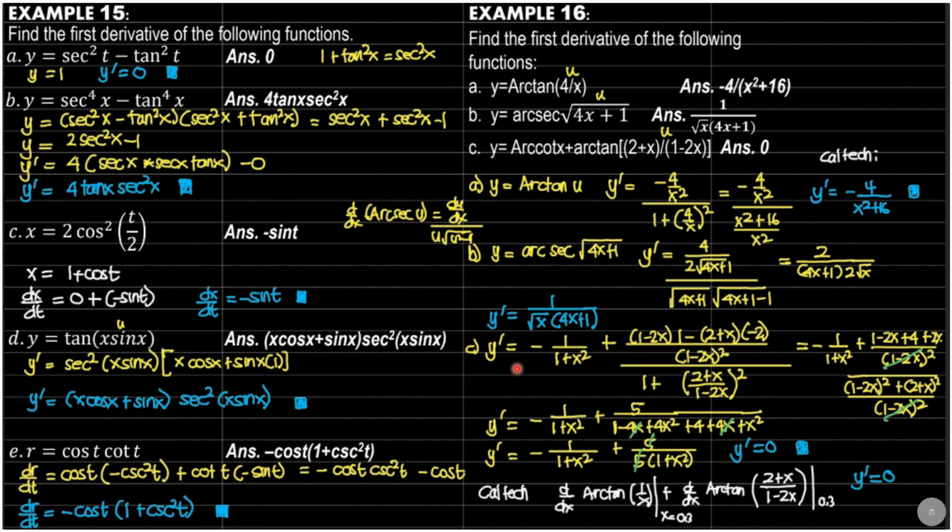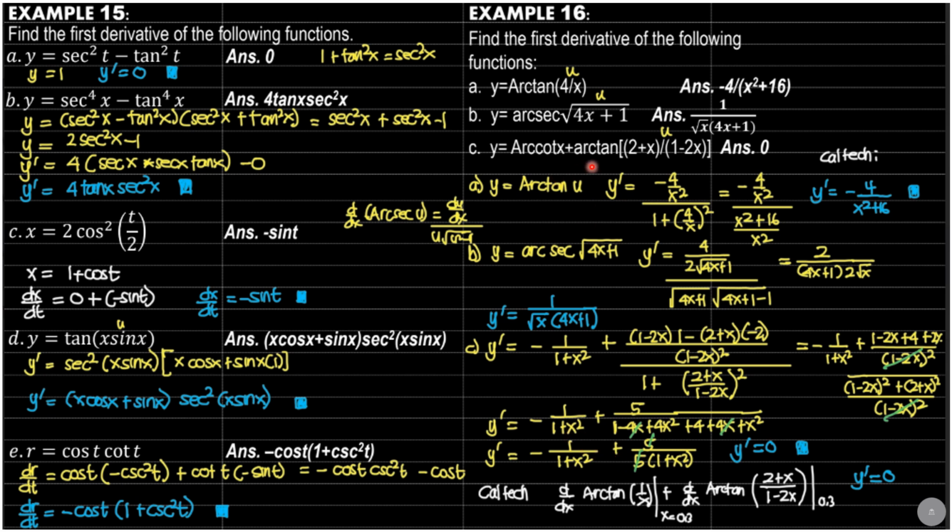Letter C. This one. You can also use the calculator technique if you cannot differentiate this, but this is the derivative. Derivative of inverse cotangent of x is negative of du dx, so negative of 1 over 1 plus u squared, 1 plus x squared.